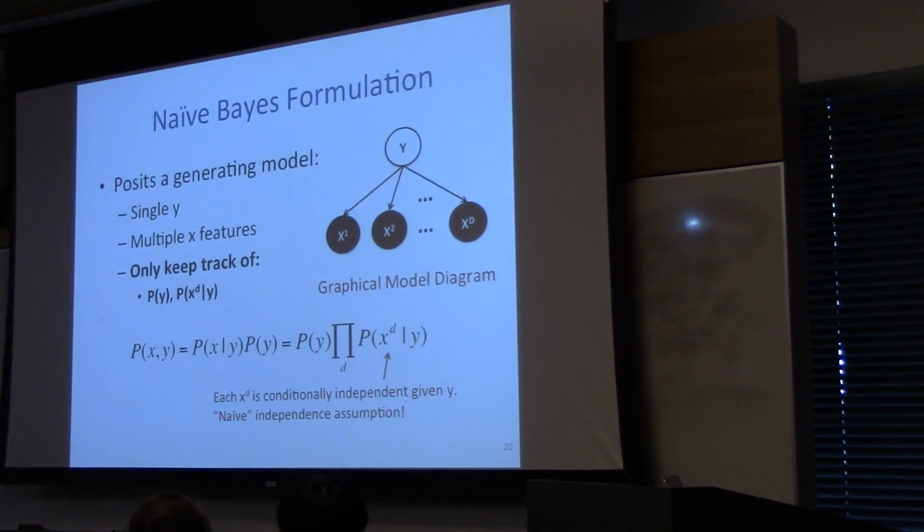To deal with this, the simplest way in the literature is to use the naive Bayes model, which makes the following assumptions. The naive Bayes formulation posits that the structure of this joint distribution follows this multiplicative decomposition. You can visualize it using what's called a graphical model diagram.